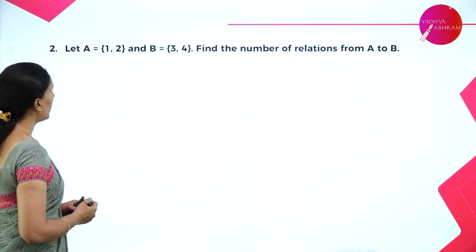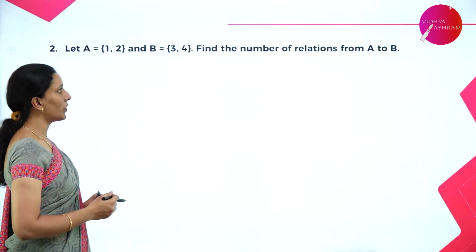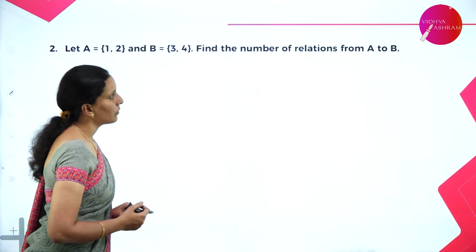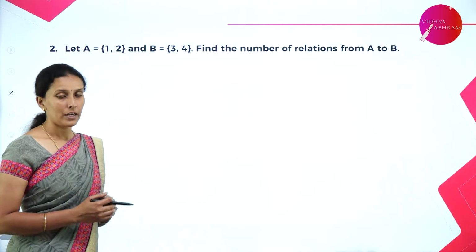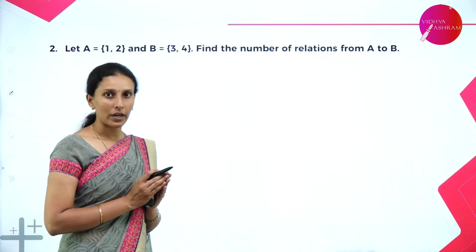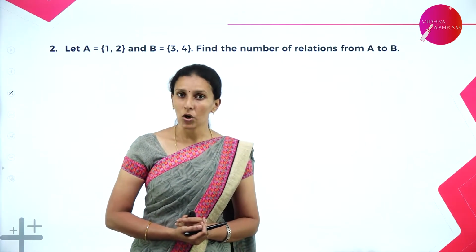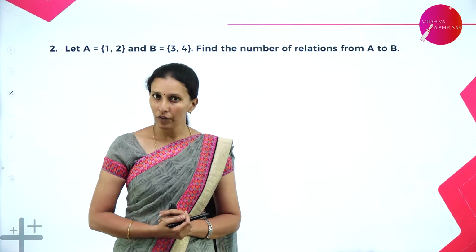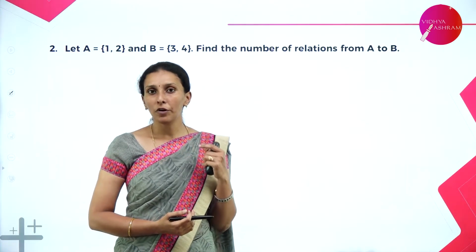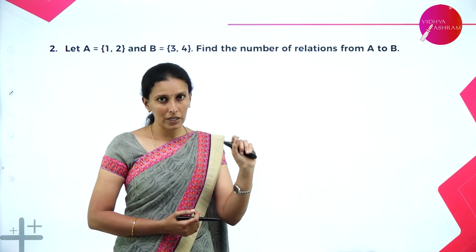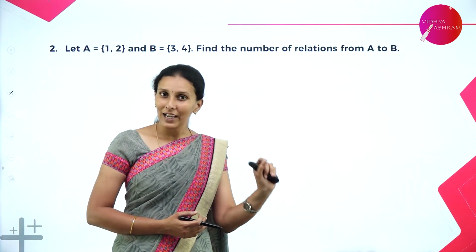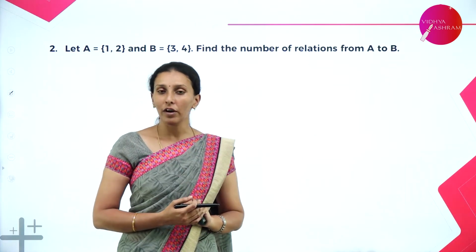Let A = {1, 2}, B = {3, 4}. Find the number of relations from A to B. The number of relations is nothing but the number of subsets of A cross B. Why? Because a relation is a subset of A cross B. So, how many subsets can be formed for A cross B? The same number of relations can also be formed from A to B.